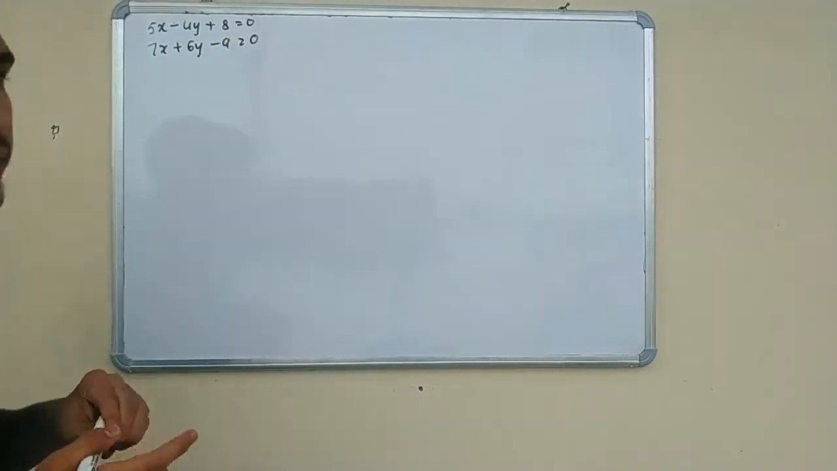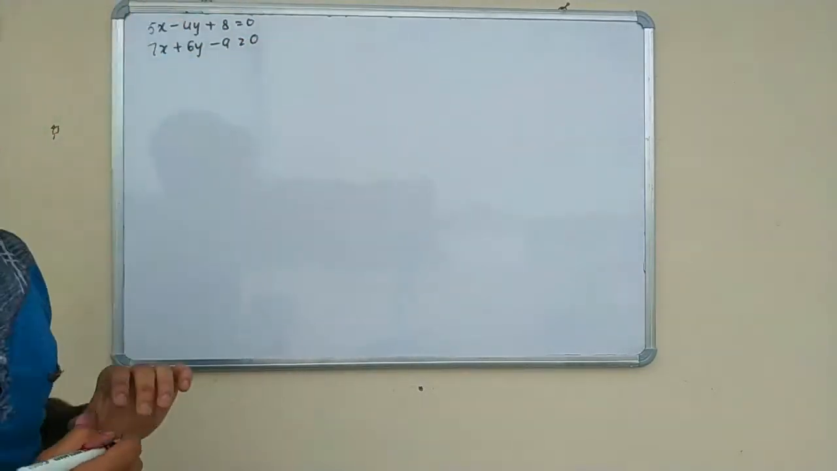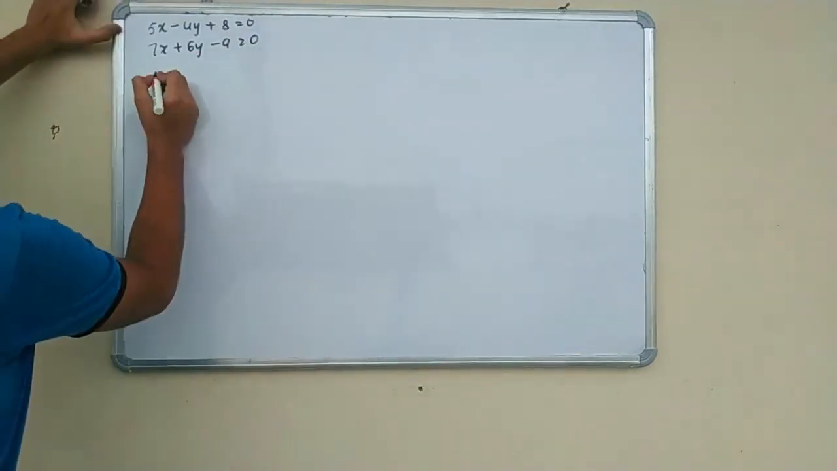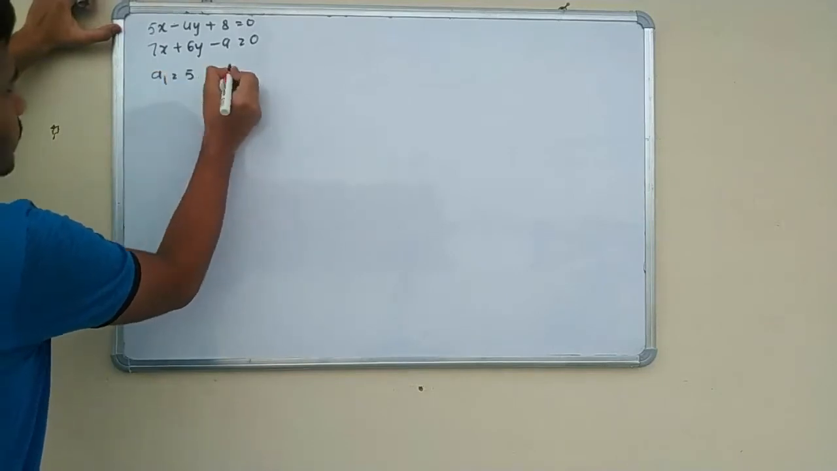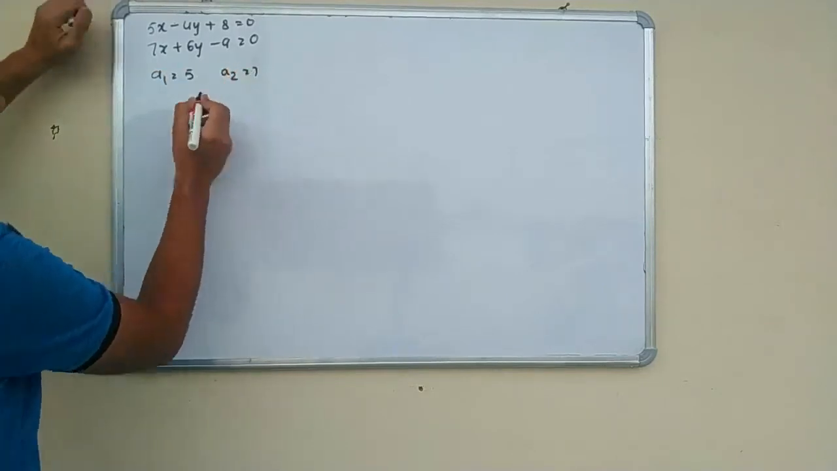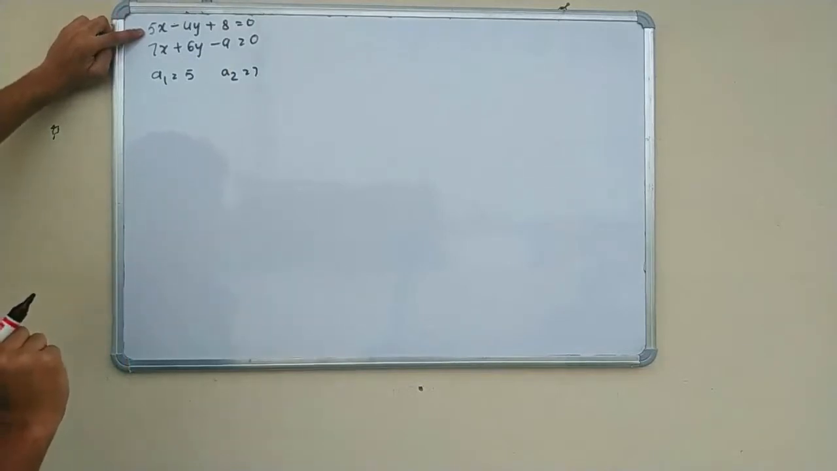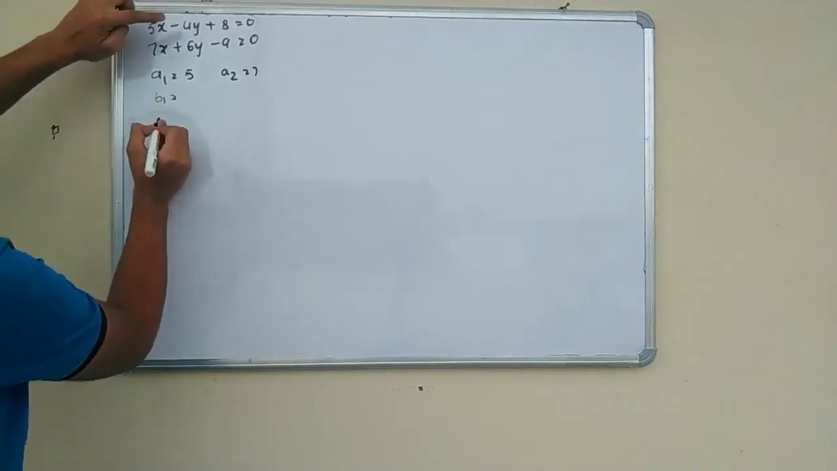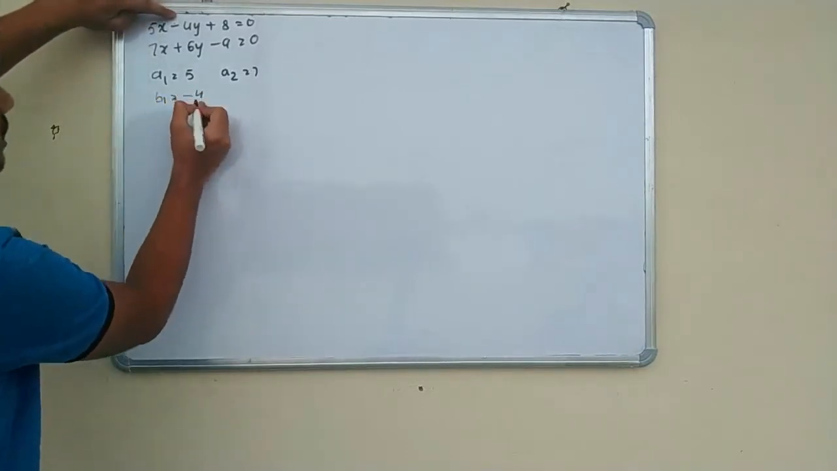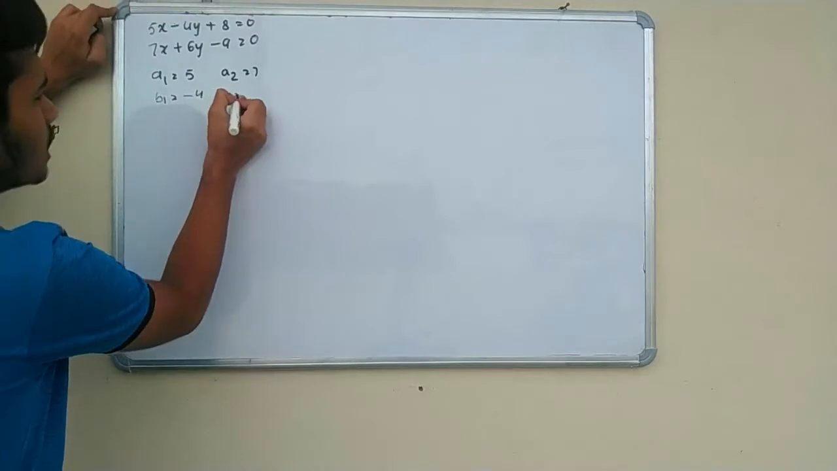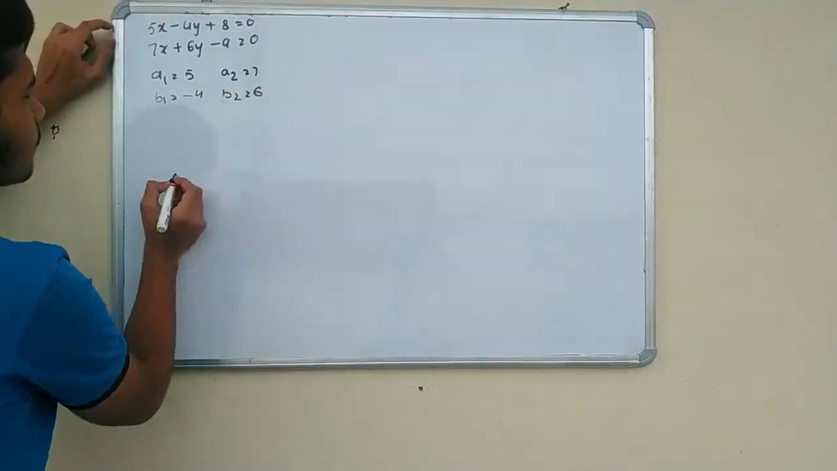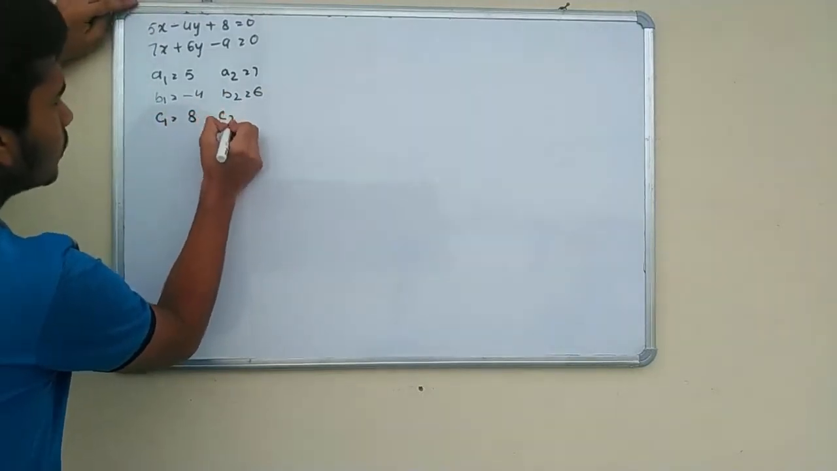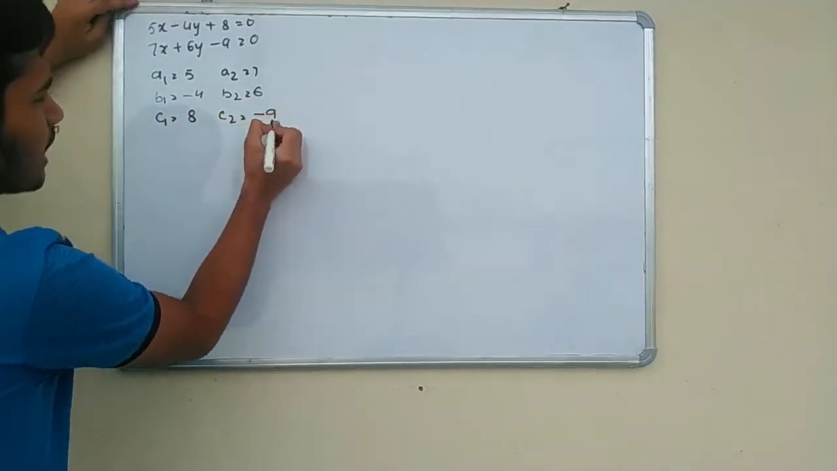Okay, so we need to compare the coefficients to check whether the lines are intersecting, parallel or coincident. So what is a1 here? Here a1 is 5, here a2 is 7. a1 is the coefficient of x in the first equation, a2 the coefficient of x in the second equation, b1 the coefficient of y in the first equation, so it is negative 4, and b2 the coefficient of y in the second equation, so it is 6. Here c1 is the constant term in the first equation, so it is 8, and c2 is the constant term in the second equation, it is minus 9.